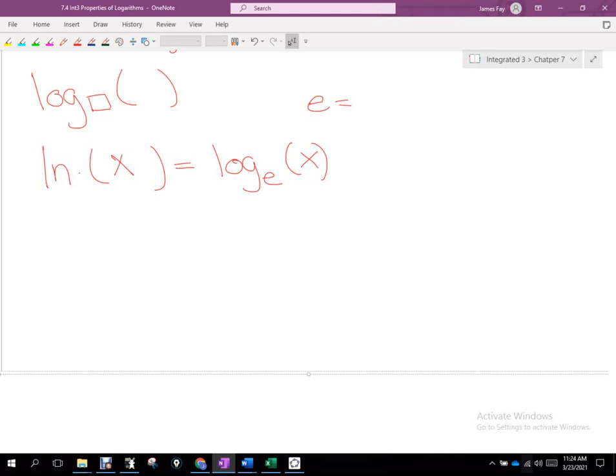So I'll give you an example of what I mean by that. If we have ln of, let's say, 1/8 ln, and now tell you what?